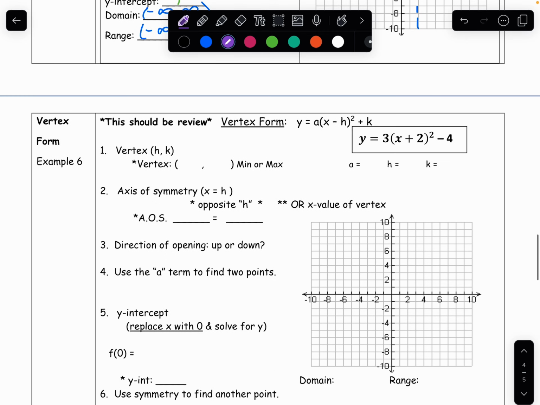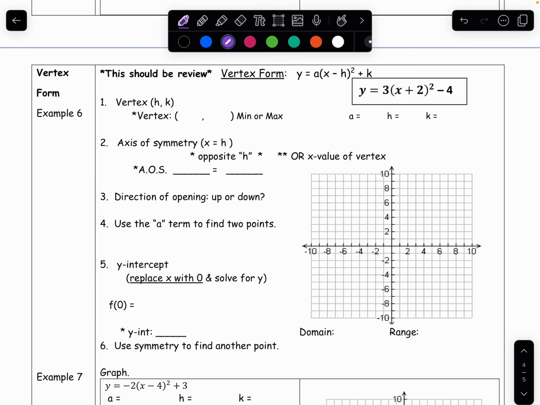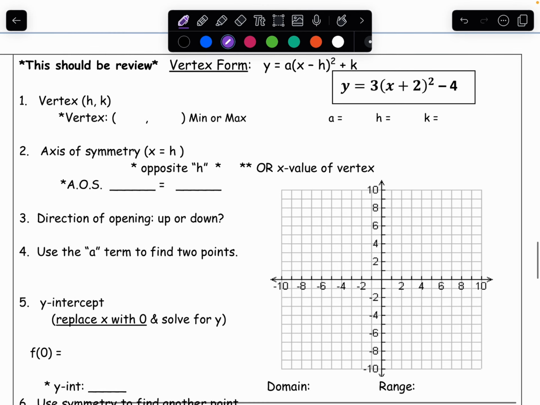Okay, last form. This should be review. Vertex form comes back from transformations, but it's always good to review because quadratics can be difficult. So, vertex form, you might know, it gives you your vertex. So here we go. Our a value is 3, our h value is negative 2, and our k value is negative 4. Remember, these are always opposites of each other because we're on the inside.